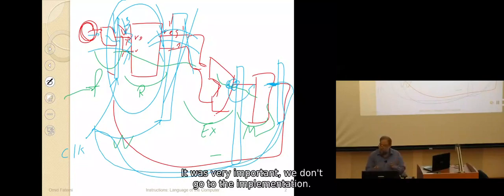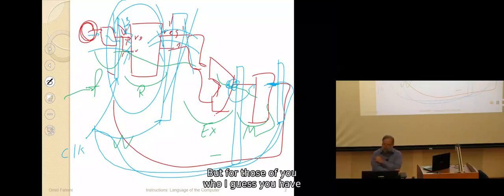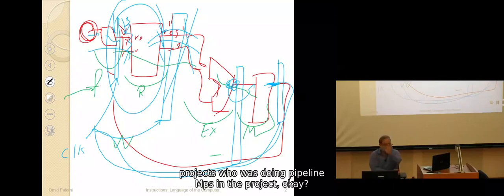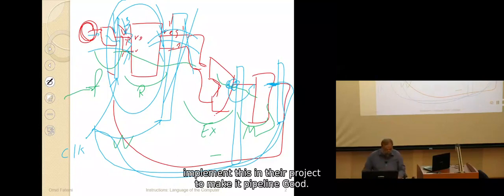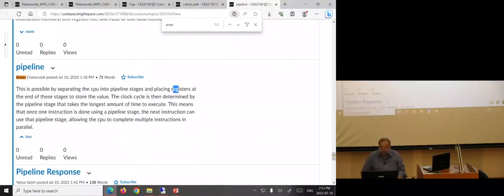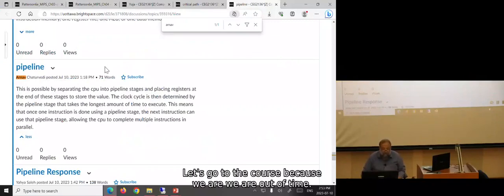It was very important. We don't go to the implementation, but for those of you who are doing, I guess you have projects. Who was doing pipeline MIPS in the project? You, okay. So you know that because they're very good. They have to implement this in their project to make it pipeline. Very good. Perfect. So let's go to the course because we are out of time.